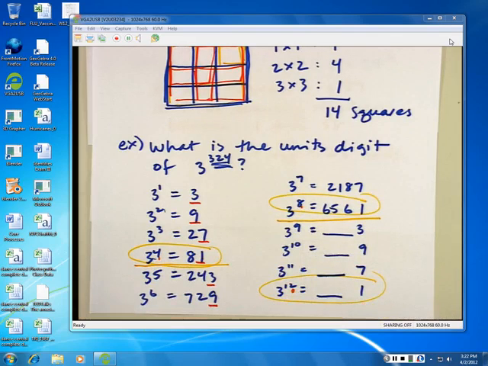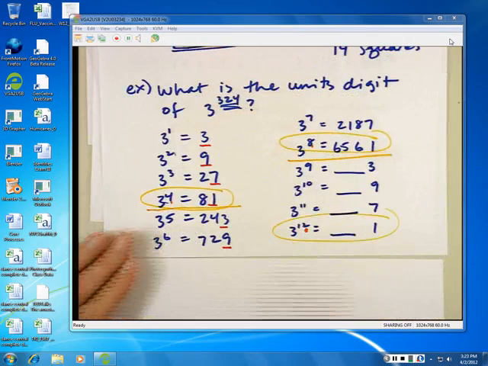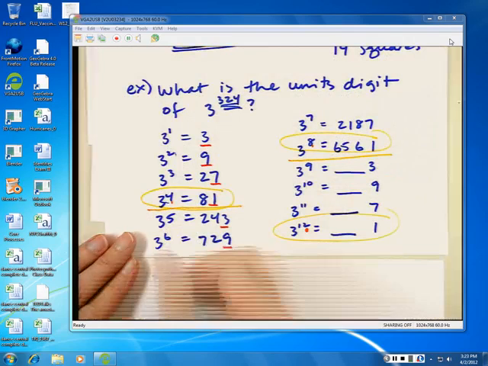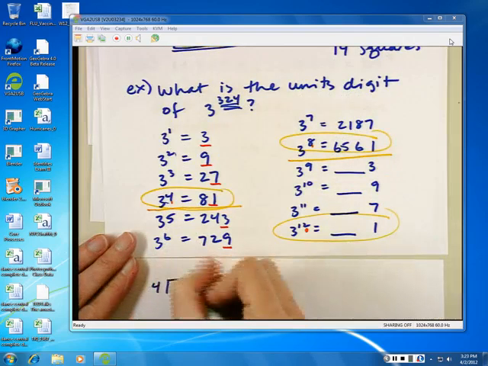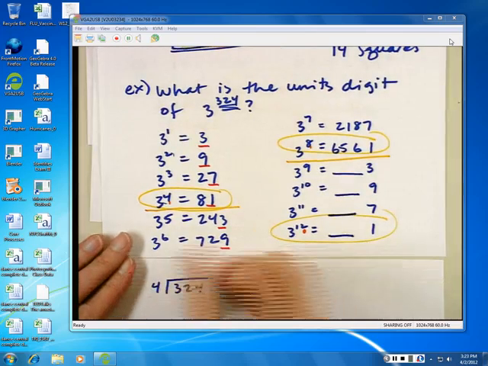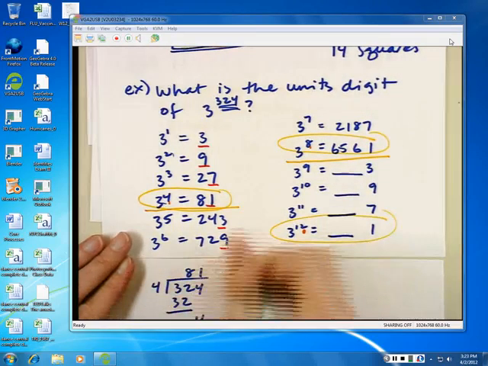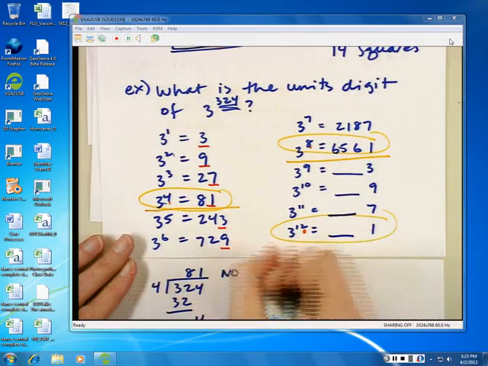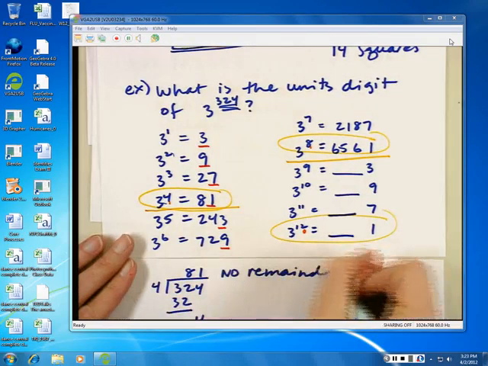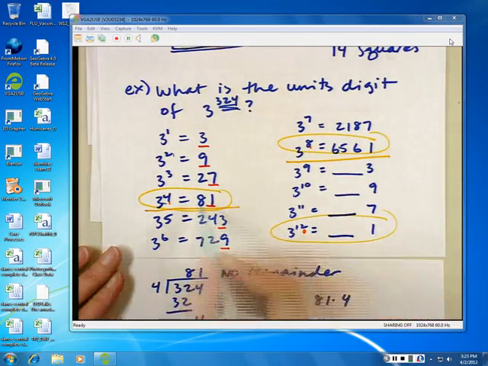So as I'm building this pattern, I really want to know, does 4 divide into 324? So I really want to figure out how many groups of 4 I can get out of here and if I have any remainders. So I'm going to do 4 into 324. I can do it by hand, right? 4 into 32 goes 8 times. 32. And then I bring the 4 down, so it goes in 81 with no remainder. Which means that 324 is a multiple of 4. It's one of these guys, 324 is.